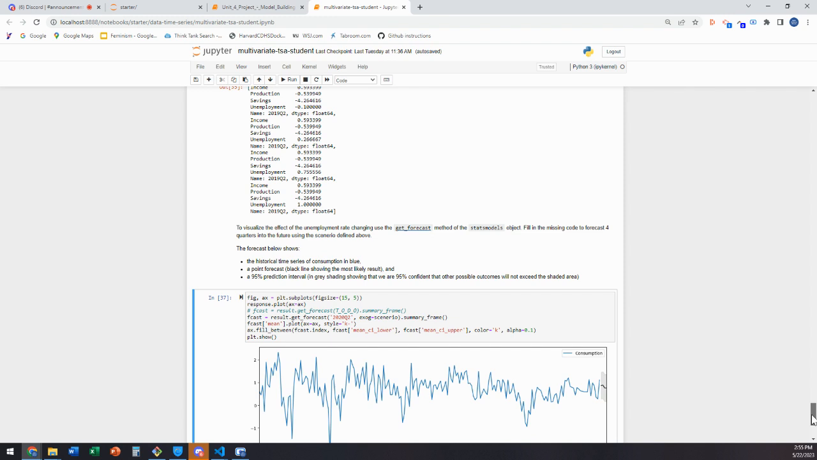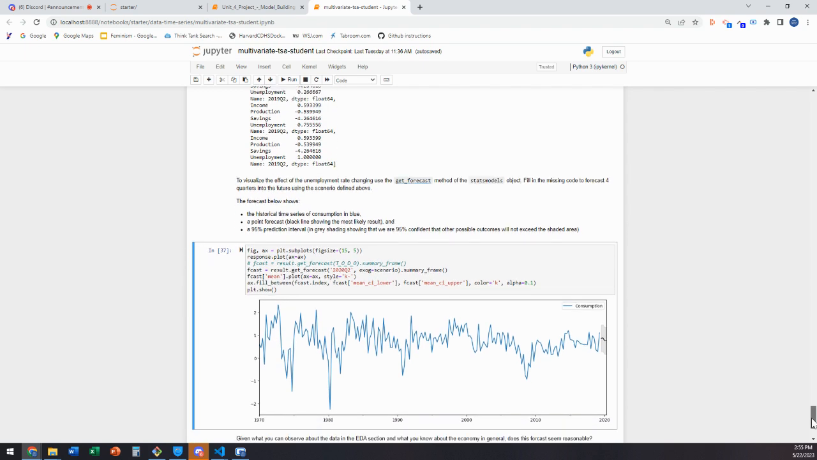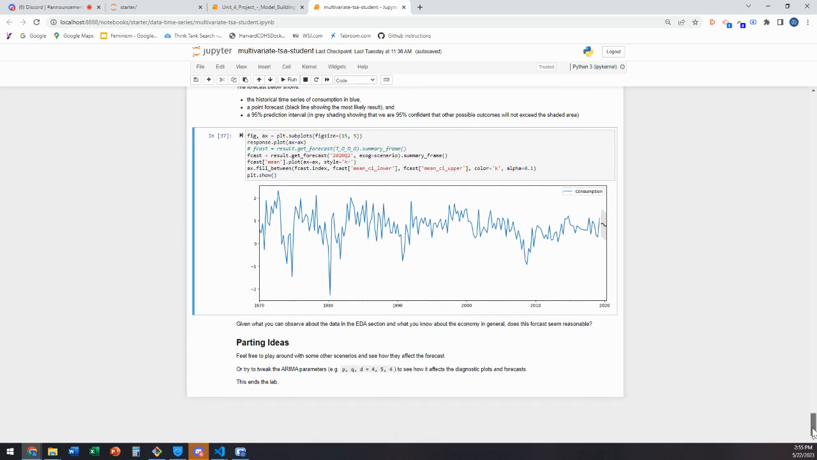And right here, we can visualize the effect of the unemployment rate changing using the get_forecast method and see it graphed, and it's showing within a 95% confidence interval where we expect unemployment to be within the very near future following 2019, which can be used to make crucial decisions.